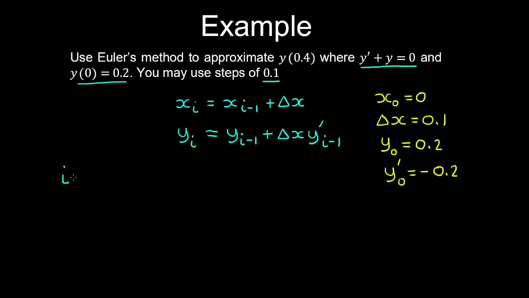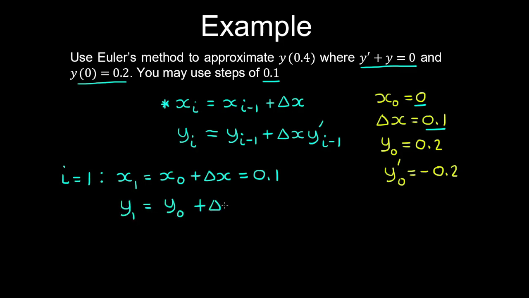So when i equals 1, x1 is equal to x0 plus delta x according to this equation. So that's 0 plus 0.1, which is 0.1. And y1 is y0 plus delta x by y dash 0. So that will be 0.2 plus 0.1 by minus 0.2, which is 0.18. And therefore the derivative, y dash 1, is equal to minus y1 according to this differential equation. So that would be minus 0.18.